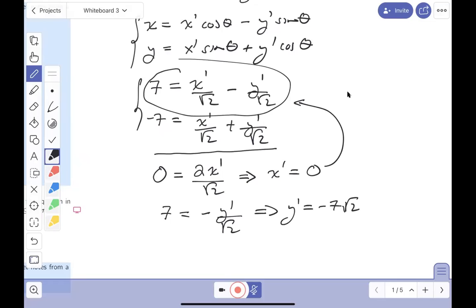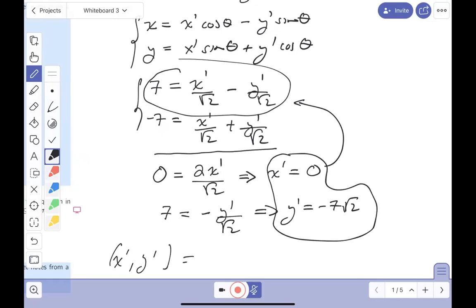What was their question? Find x prime, y prime. And we did that. So again, what I'm saying is, it's really not a bad problem to do. Make sure you look at the answer key, because when you see the answer key, they list the point, and this is the point x prime, y prime, as being 0, comma, minus 7 root 2. Make sure you look at that. All right, let's do number 2 now.